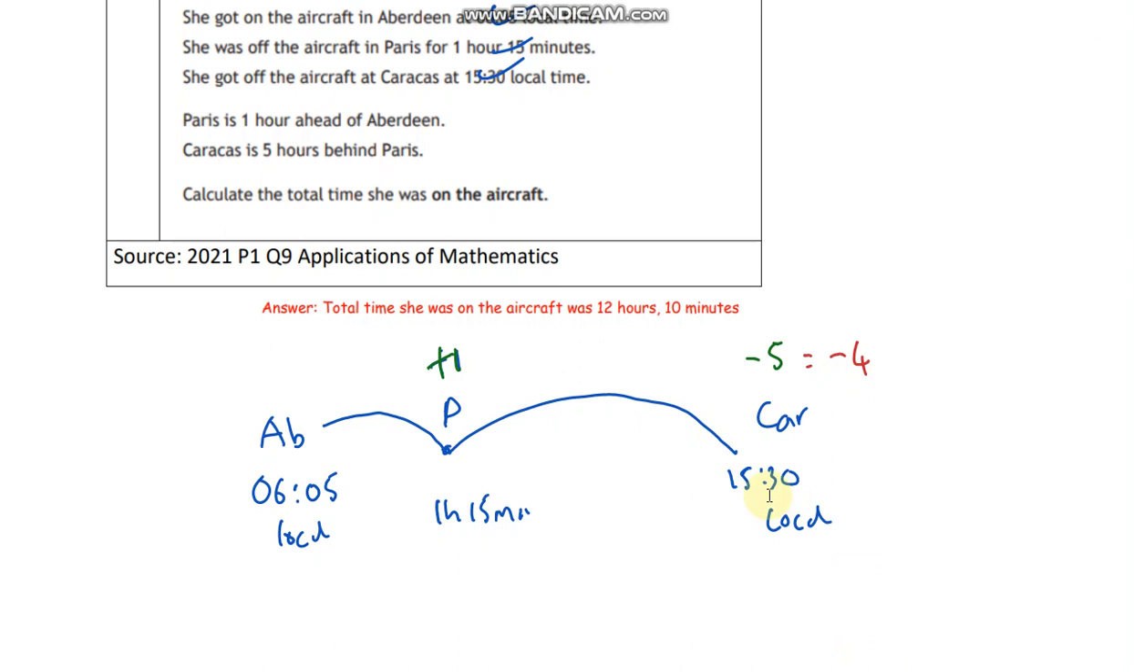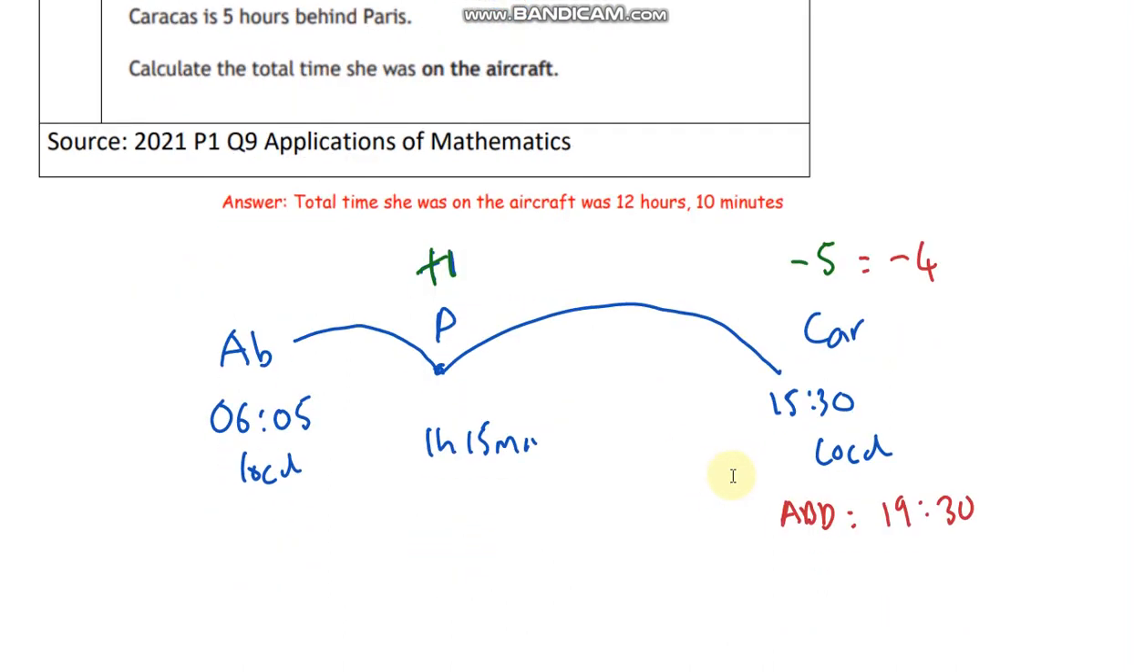So why don't we keep it all in Aberdeen time? If they're 4 hours behind, we're going to add 4 on to that. Put this in Aberdeen time, add on 4 for 1930. The net was 4, so I've added on 4. Now I'm going to work out the difference. I'm going from 1605 to 1930.